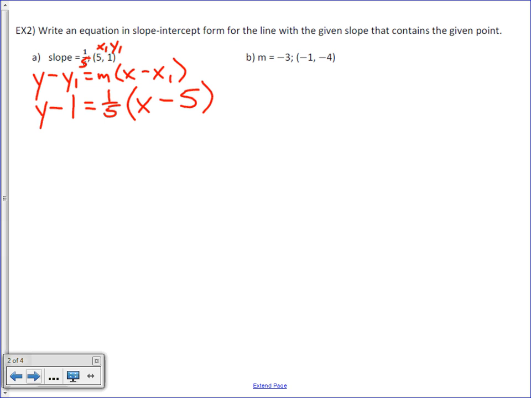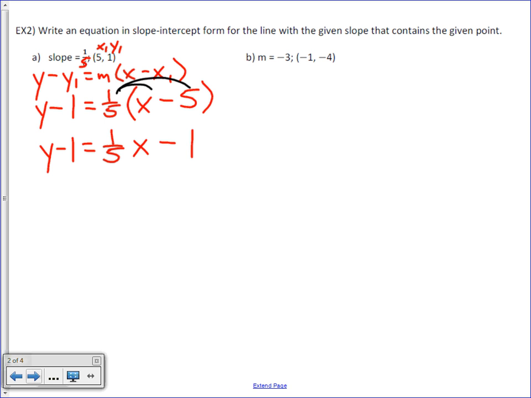And that's my equation. Now, in point-slope or slope-intercept form, remember our goal is to get y alone, just like we did yesterday over and over again. I want to get y alone. y equals mx plus b. So what I'm going to do first is distribute. I'm going to multiply each thing in here by 1/5. So I get y minus 1 equals 1/5 x minus 1/5 of 5 is 1.